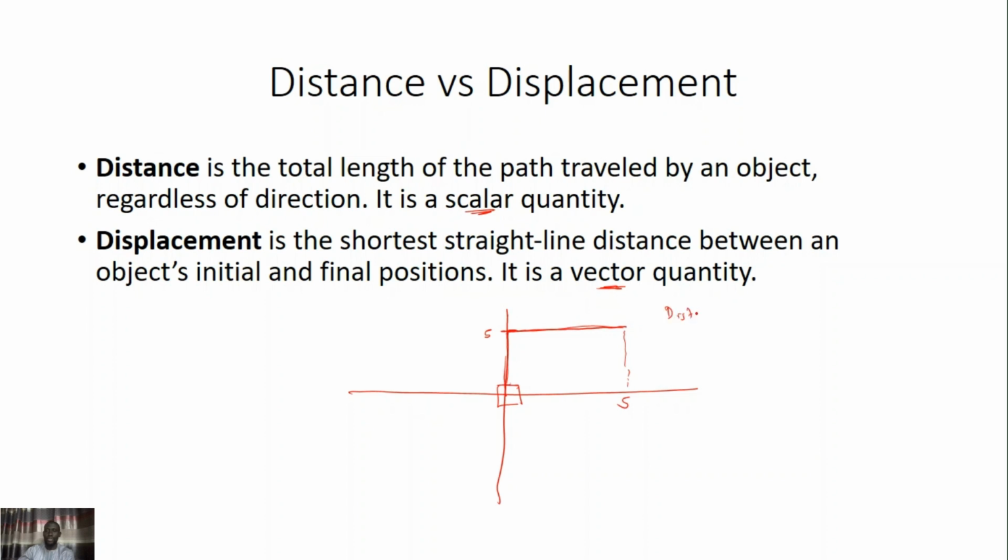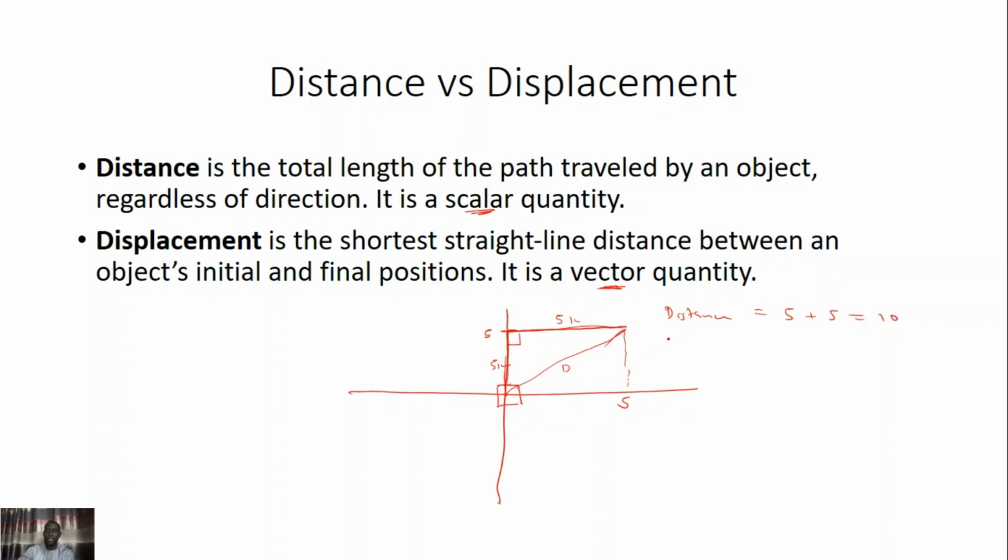Okay, so the distance is 5 plus 5, which is equal to 10. But the displacement is the shortest distance like this. Okay, so you know, this place is 5 kilometers and this place is 5 kilometers. So you can get the displacement using the Pythagoras theorem because this forms a right angle triangle.